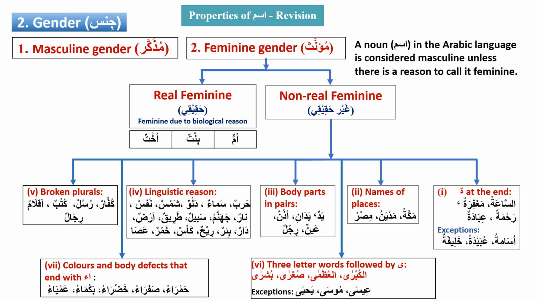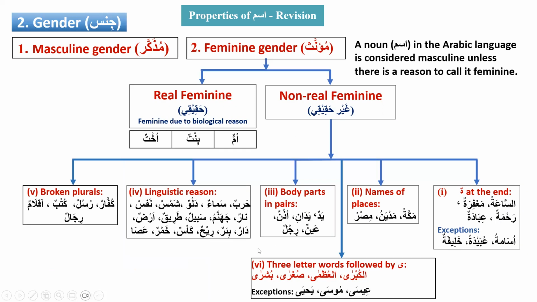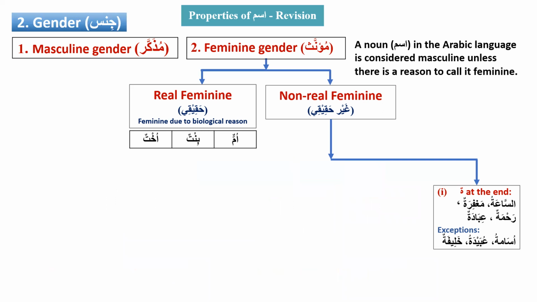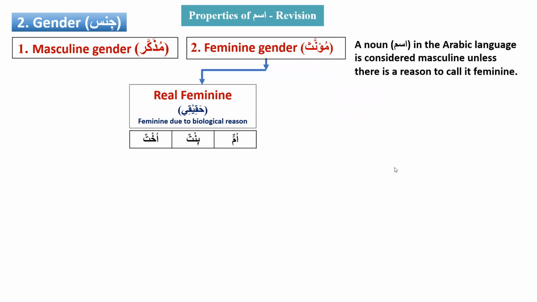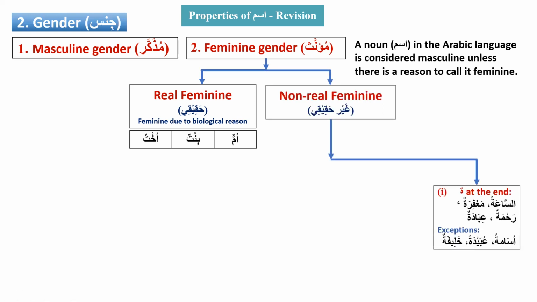So now how many reasons do we have? I'm going to go back and ask for those reasons again. Okay, one at a time. Taymiyyah, what's the first reason? Brother Mia Amir, what's the first reason? Ta marbuta at the end. Very good. What's the second reason, Brother Mia Amir? Broken plural. Yeah, that's another reason, but it comes later in the order.